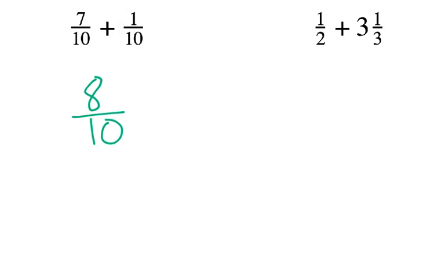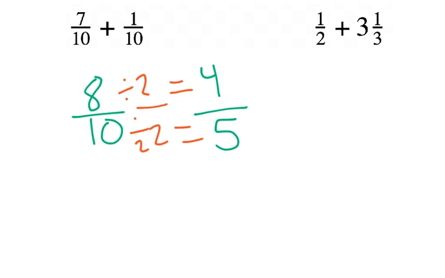Now, we can simplify this. You can divide 8 and 10 both by 2. And we can do that because 2 over 2 is 1, and you can divide it by 1. And that's going to equal 8 divided by 2 is 4, and 10 divided by 2 is 5. So the answer to this one is 4/5.